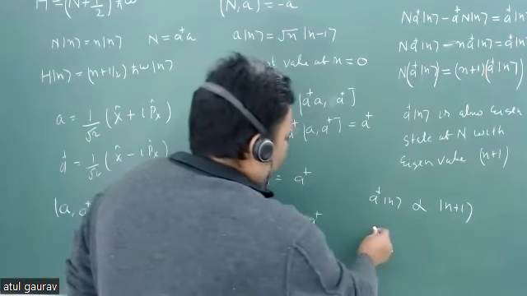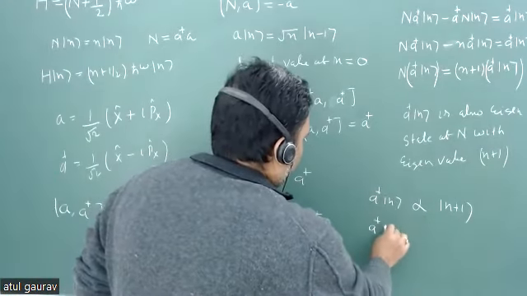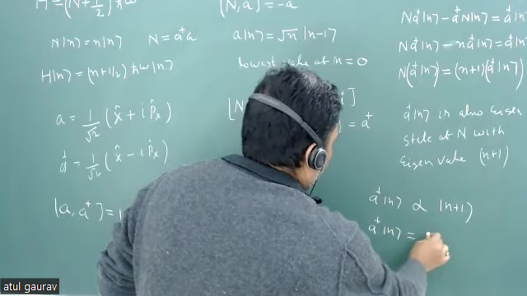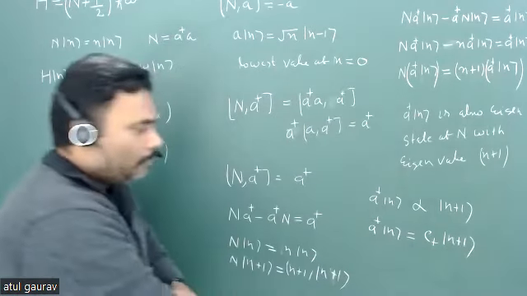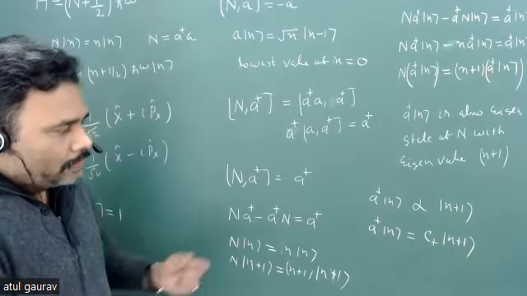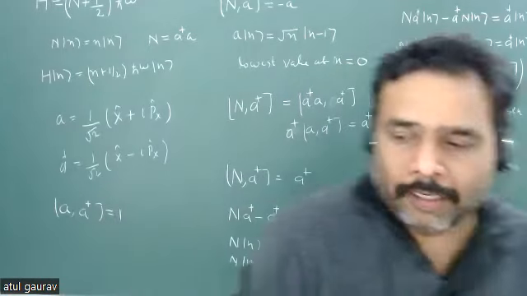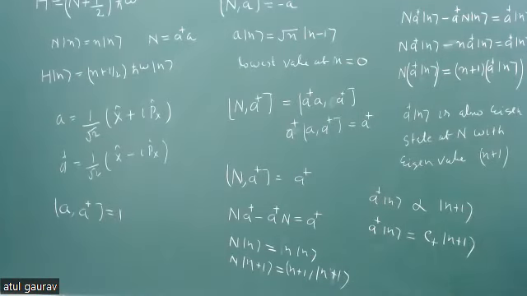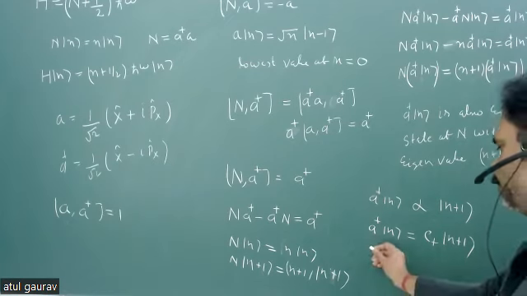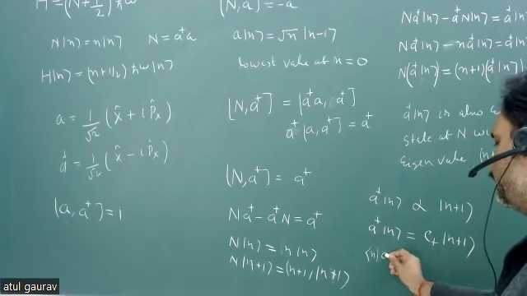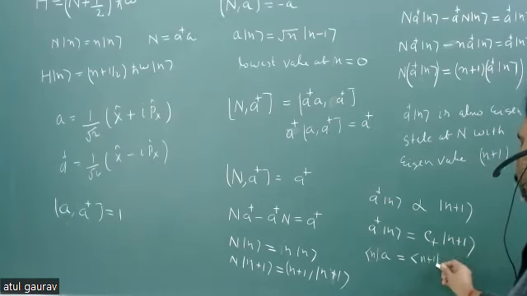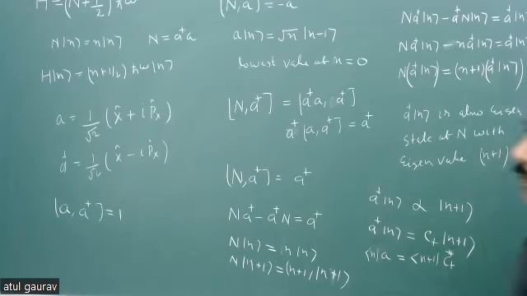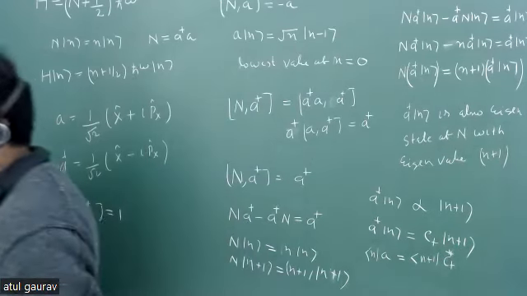So can I write A dagger |n> is equal to something times c_{n+1}? Can we write this? And if you write the bra part, then what is going to happen? Tell me. <n|A must be equal to c_{n+1}* <n+1|, right?